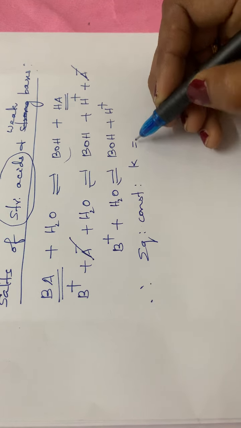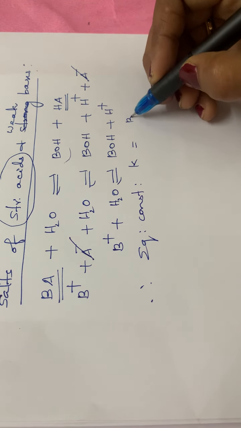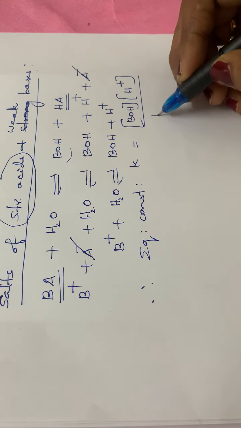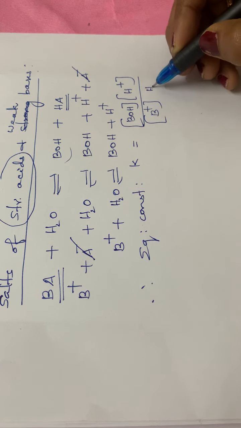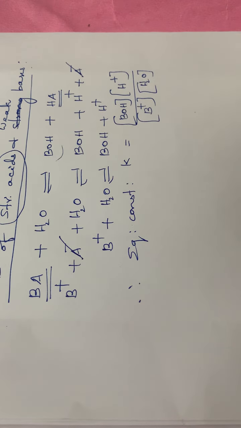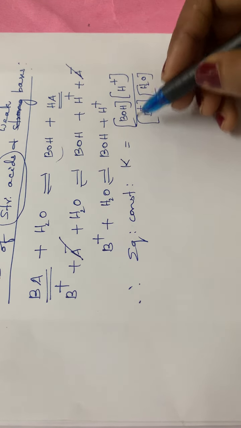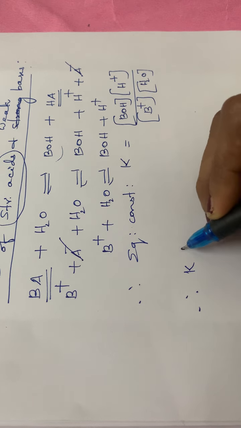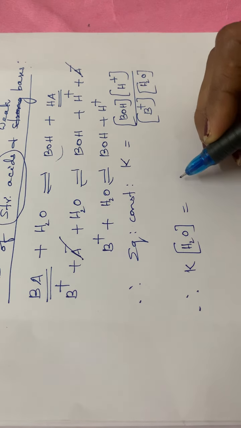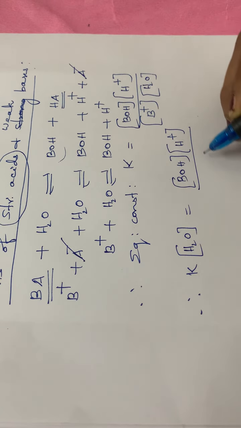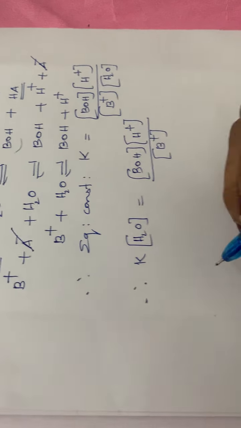Therefore we can write the equilibrium constant K is equal to the concentration of BOH into the concentration of H plus, divided by the concentration of B plus into the concentration of H2O. This type of derivation we had already seen. The concentration of water is a constant, so we can cross multiply it with K. Therefore K into the concentration of H2O equals the concentration of BOH into the concentration of H plus divided by the concentration of B plus.